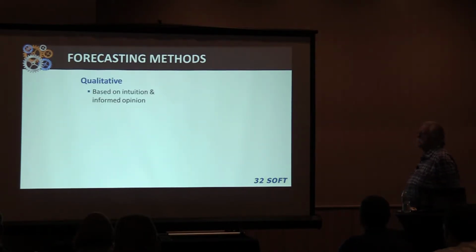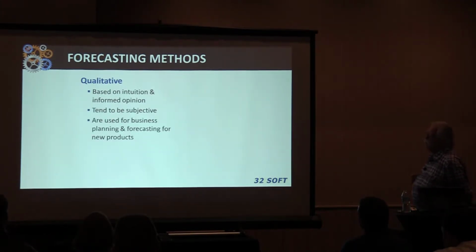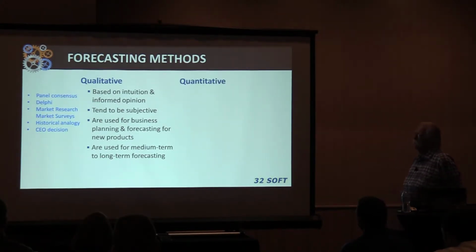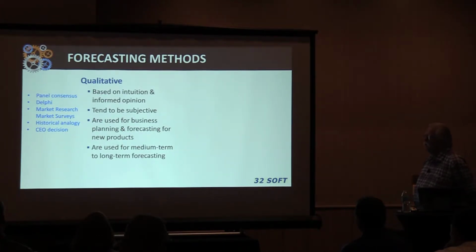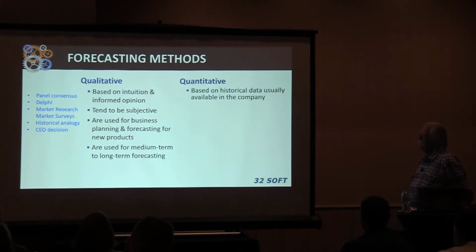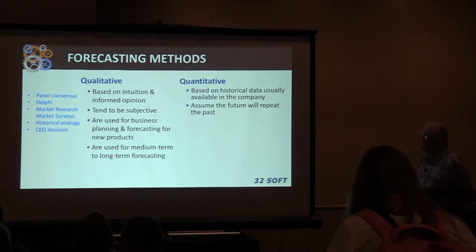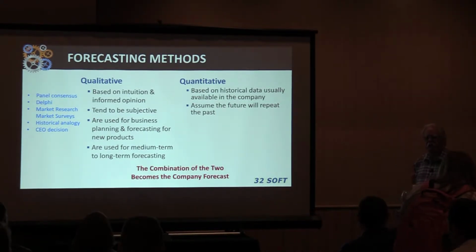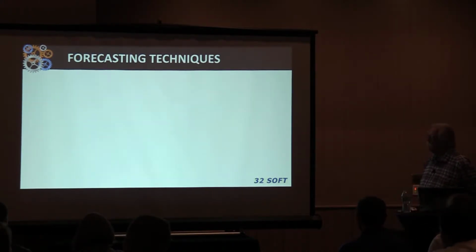So there's a couple of methods. I talked about qualitative. This is based on information, intuitive. It tends to be subjective, and it's usually used for medium to long term. There's some different kinds of qualitative: panel consensus, Delphi, market surveys. Anybody have a CFO that tells you what you're going to do? That's probably a lot of the subjective, qualitative decisions. And then there's quantitative. This is what's based upon the historical data. And this is based upon the fact that you pretty much expect what happened yesterday to happen tomorrow, at least in the short term. So, as I said, the combination of these two become the forecast.